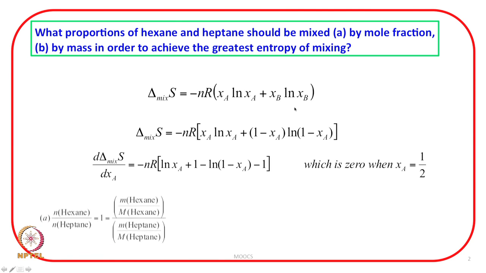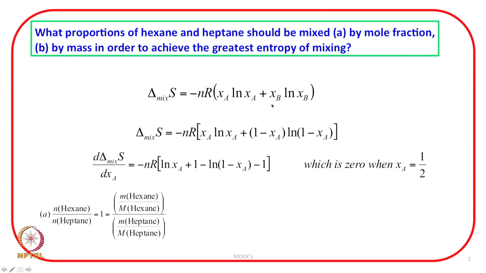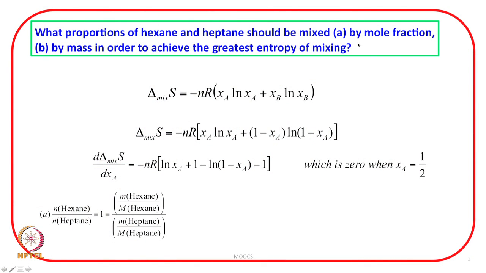So, what is the answer? We can get delta S mixing, that will be maximum, but the question is, by mole fraction, what proportions of hexane and heptane should be mixed? So, when we talk about mole fraction, the question is what proportion of hexane and heptane should be mixed by mole fraction.